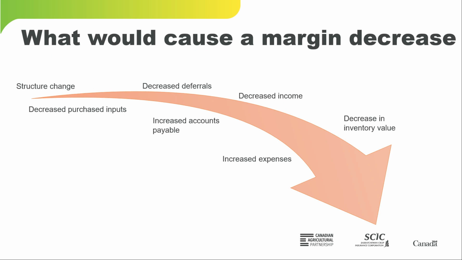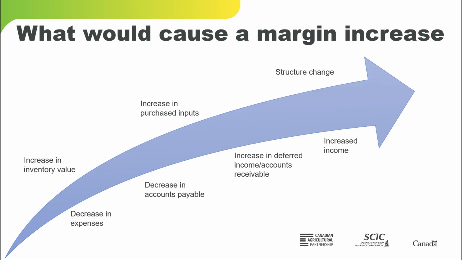So some of the things that can cause a margin to decrease: if you've got a structure change in your farm size or your operation, if you've decreased the number of acres you're farming or decreased the number of livestock that you have on your farm, that can affect and cause your margin to drop. Again, a drop in income, if those expenses have increased, or maybe your deferrals have dropped. Those can all come into play and cause that margin to decrease.